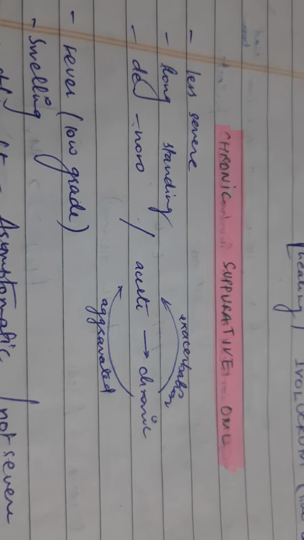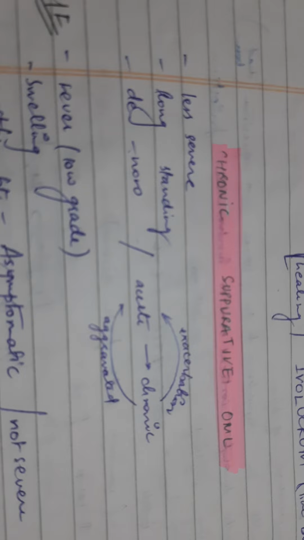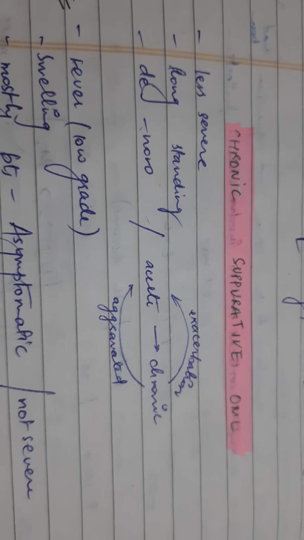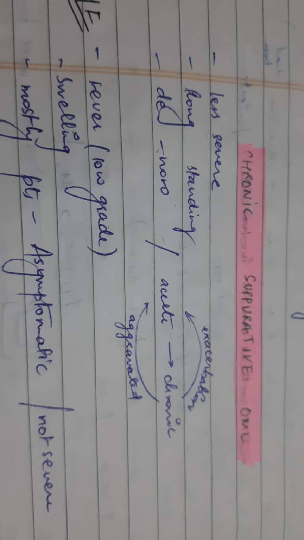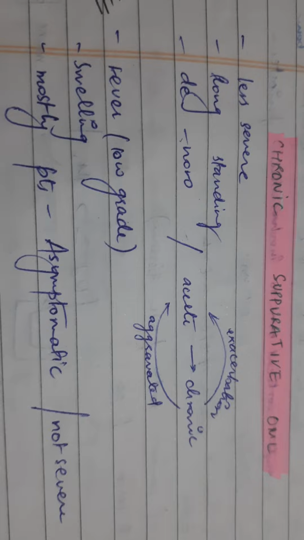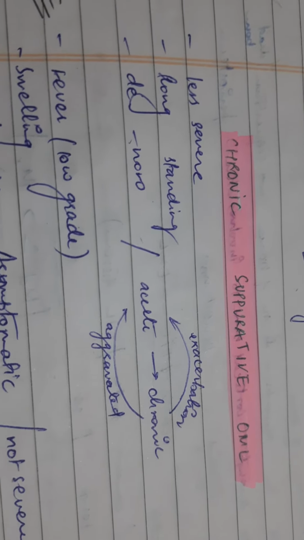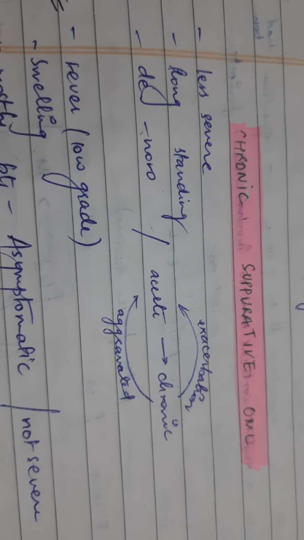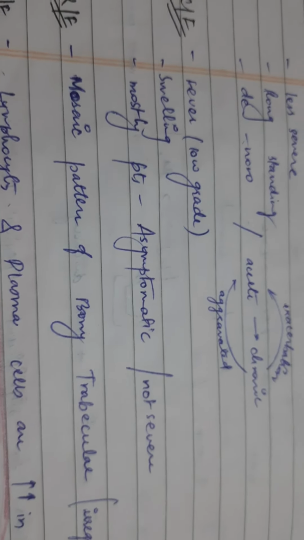Now chronic suppurative osteomyelitis: less severe, long standing, and de novo. De novo means it occurs on its own. Acute can convert into chronic, and chronic can convert into acute if exacerbation occurs. Clinical features: fever, but it is low grade. Swelling is also present. Mostly patients are asymptomatic and it is not severe.